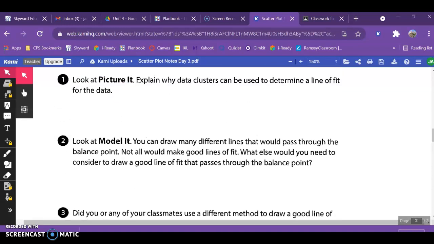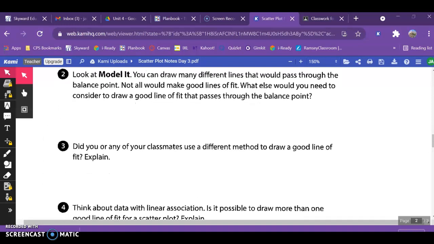Explain why the data clusters can be used to determine a line of fit. We just talked about that. It's the middle of the data, or middle of most of the data. You can draw many different lines that would pass through the balance point. Not all would make good lines of fit. What else would you need to consider to draw a good line of fit?